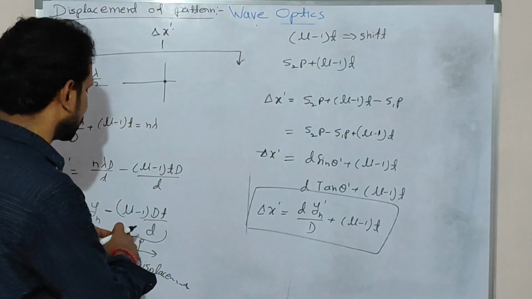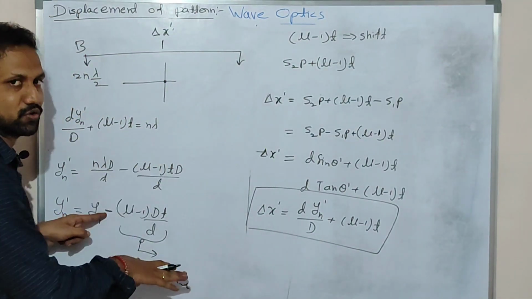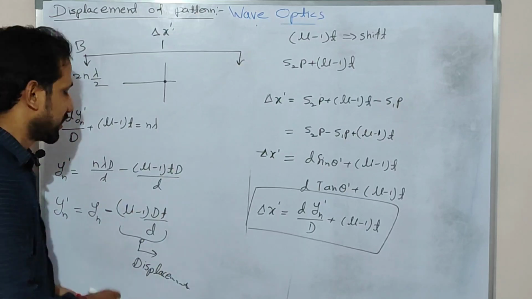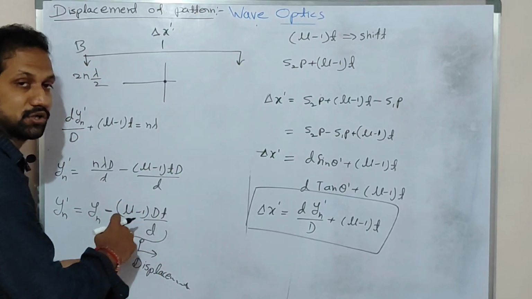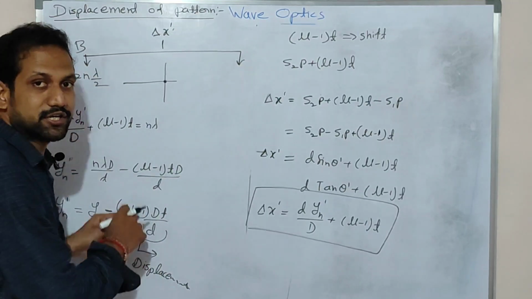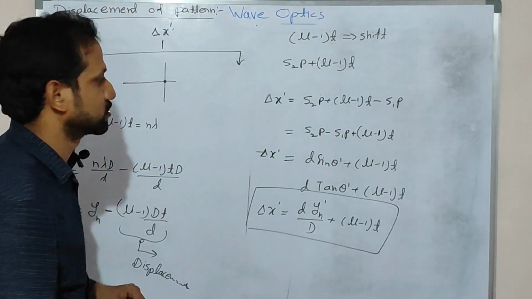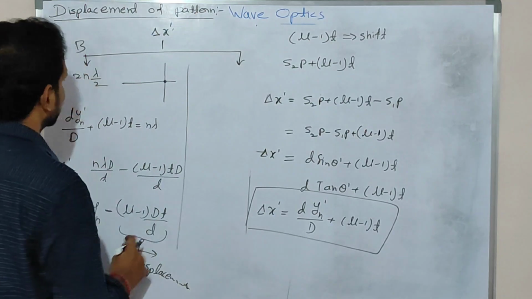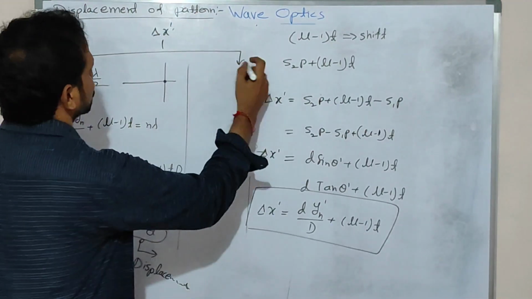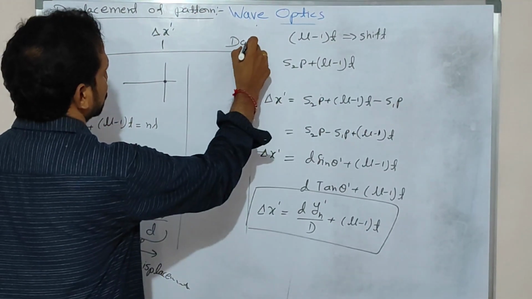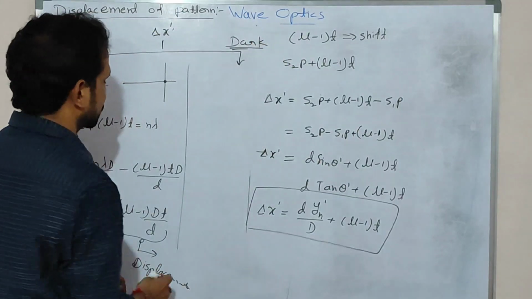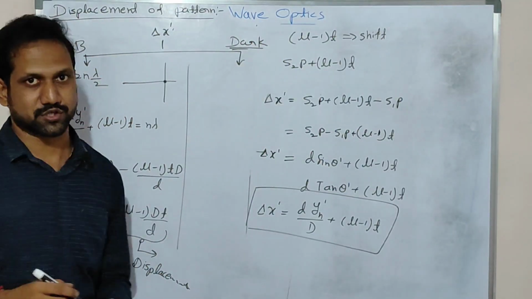So here minus indicates the shift is downward, or the displacement is downward. And remember, this shift is not only for the central bright fringe, it is for all the fringes, all the bright fringes and also all the dark fringes. I hope you got it. And this is for the bright fringes. Next we should see the dark fringes, and confirm that the same shift will be there for the dark fringes also.